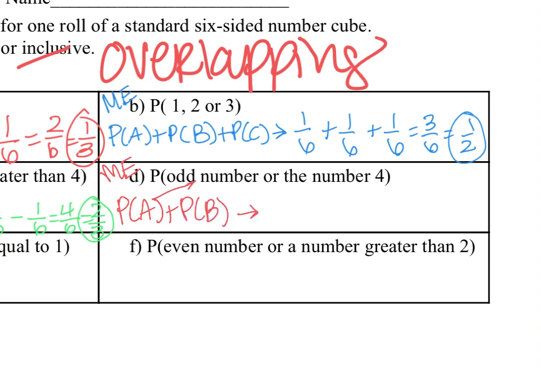Probability of A is an odd number, B is my number 4. So my odd number, I have 1, 3, and 5. So 3 numbers out of 6 dice plus number 4 is 1 out of 6. So 4 over 6, which is 2/3 again.